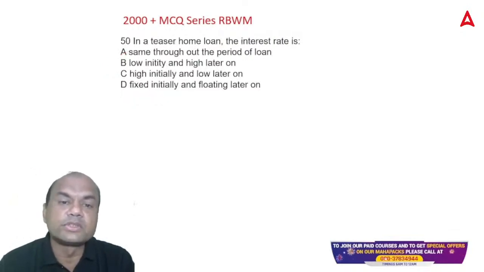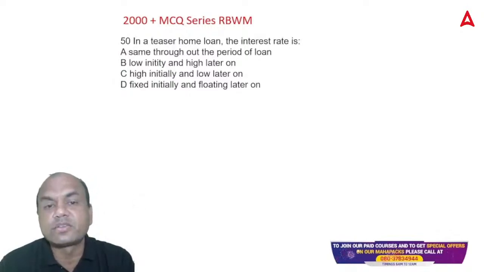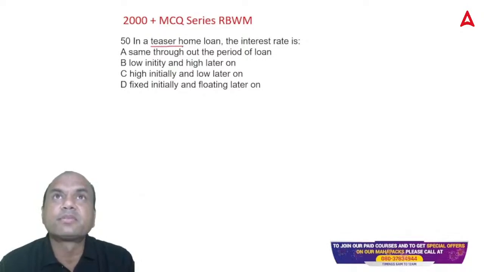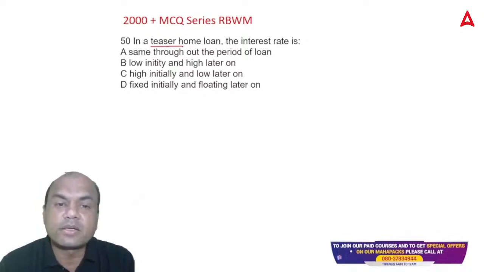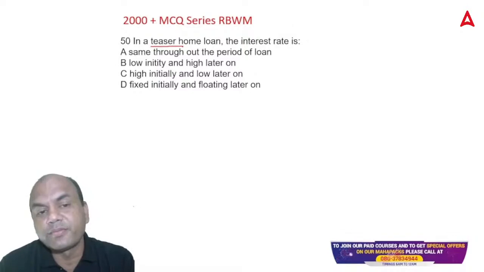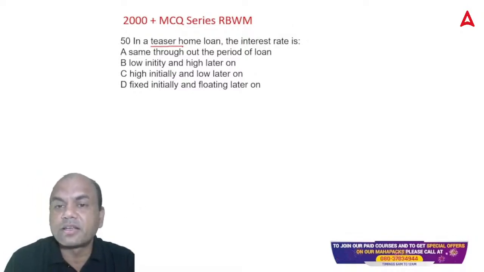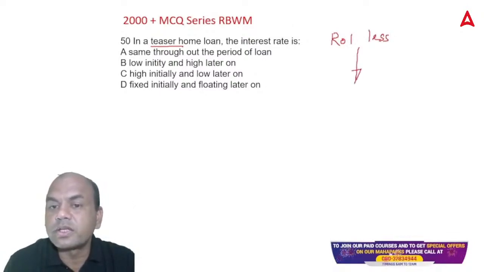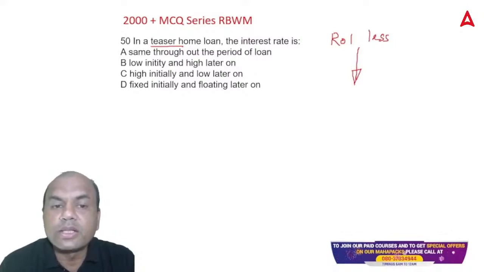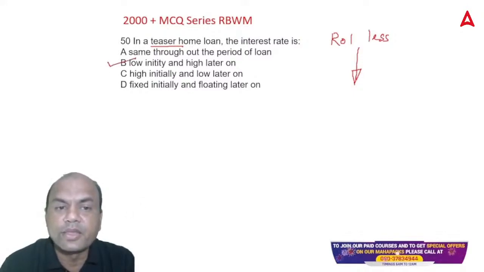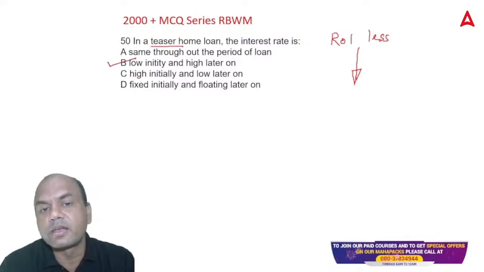In teaser home loans, the interest rate is, so what does teaser mean? Teaser loans are provided by the banks where initially the rate of interest is less. Initially ROI is less, and then ROI goes on increasing. So it is low initially and later high. So it is B, low initially and later high.